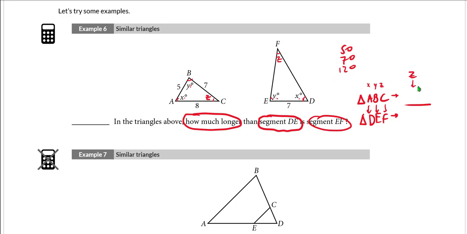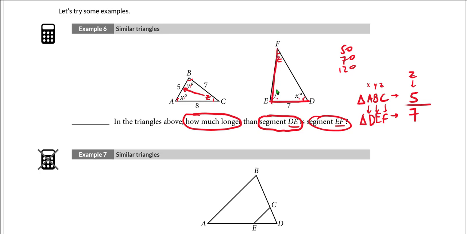So in terms of the sides across from Z, I have a 5 in the smaller triangle, the ABC triangle, and then I have a 7 in the larger triangle. So that establishes that the ratio of all lengths in small to big is 5 to 7. They want me to compare DE and EF. Okay, so DE and EF is here.